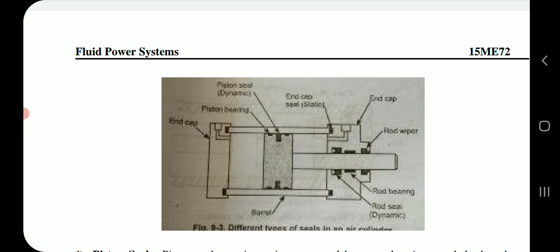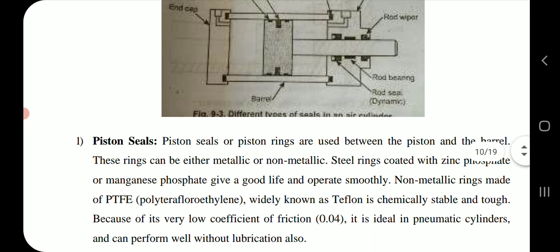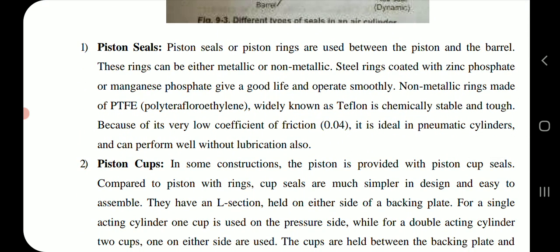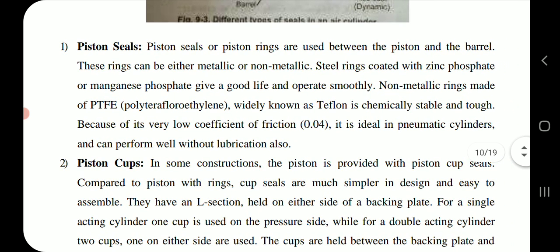Different types of seals: end caps, piston bearing, piston seal dynamic, end cap seal static, end cap, rod wiper, rod bearing, rod seal dynamic. Piston seals. Piston seals or piston rings are used between the piston and the barrel. These rings can either be metallic or non-metallic. Steel rings coated with zinc phosphate or manganese phosphate give a good life and operate smoothly.